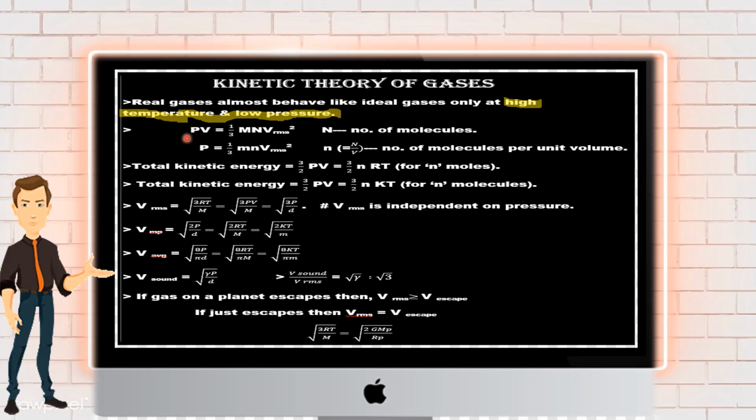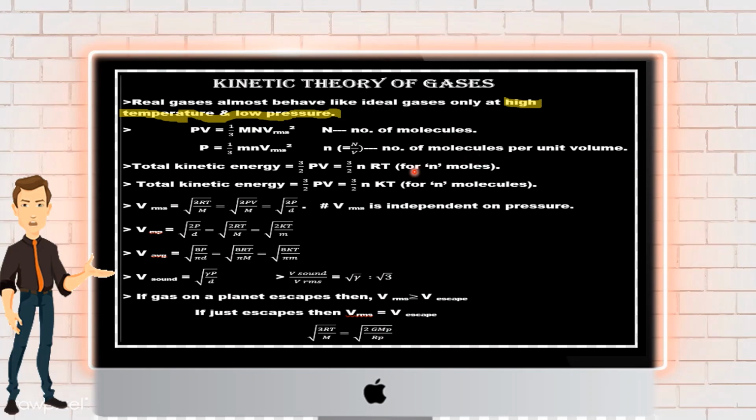Coming to next, remember these two formulas. PV equals 1 by 3 m n V RMS square. This is the RMS velocity. Here n stands for number of molecules, but not number of moles. Coming to the next equation, just a modification of this: P equals 1 by 3 m n V RMS square. Here n is number of molecules by volume, that's number of molecules per unit volume.